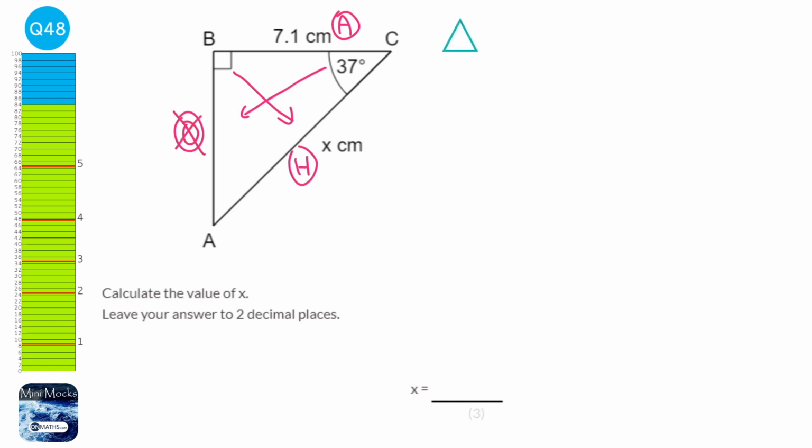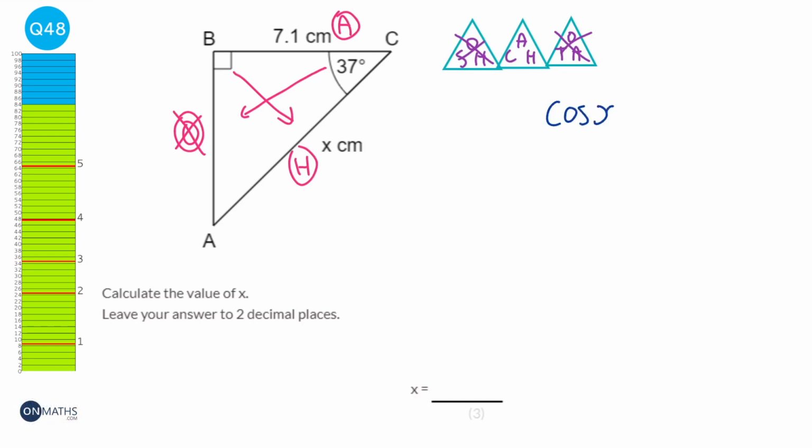We're next going to draw our triangles for SOHCAHTOA. So it'd be SOHCAHTOA. And we cross out the opposite, so we're not looking at a sine or tan, we're going to be looking at the cos. So it would be cos the angle, or cos x, equals a over h, and the angle is 37, so cos 37 equals 7.1 over x.